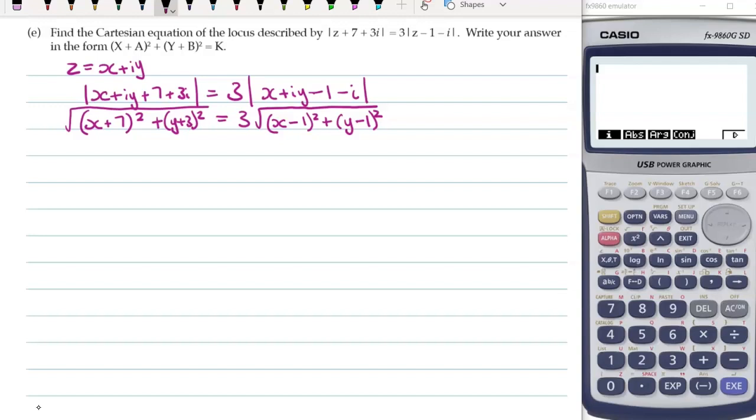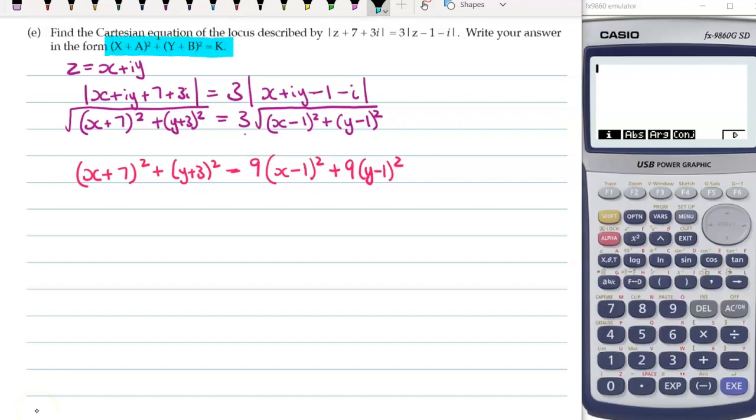Now, if we square both sides, so that we can carry on solving this, we'll have (x + 7) squared plus (y + 3) squared equals 9. Don't forget to square the 3 as well, times (x − 1) squared and (y − 1) squared. Both of those would be times by the 9. And just keeping in mind what we're aiming for, we're aiming for this form of that. So we'll just see what we can collect up and sort out.